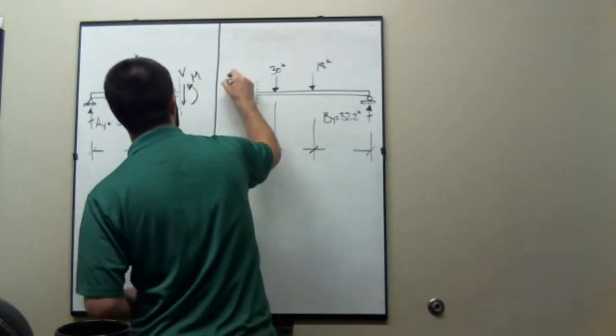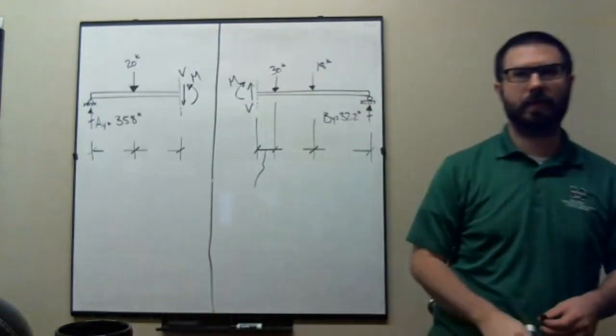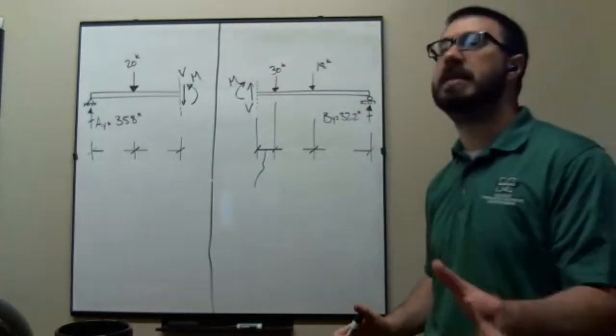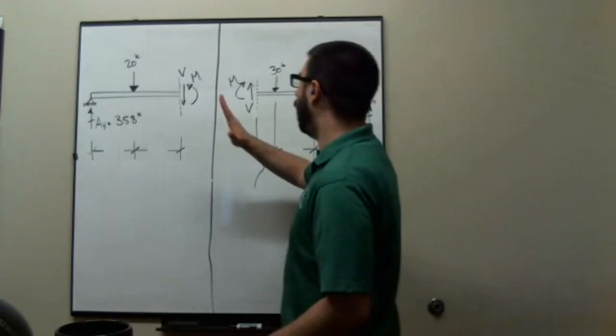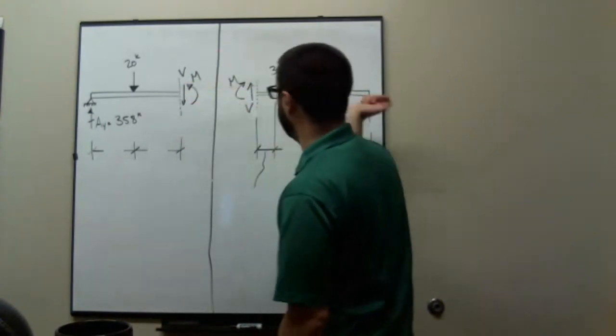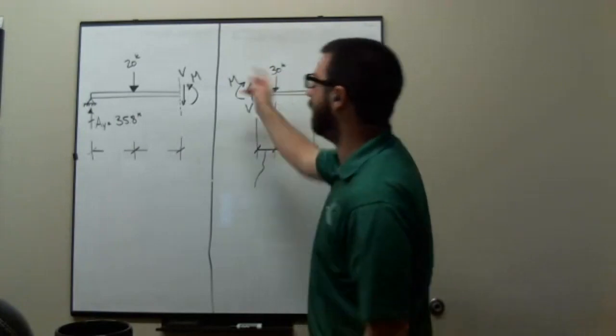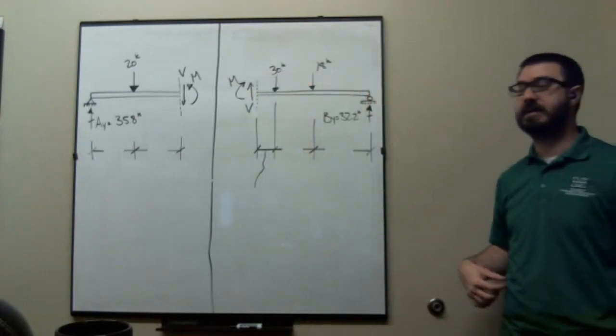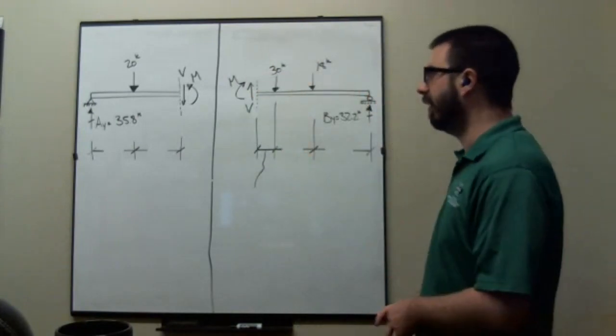So this is positive moment, and this is positive moment. Okay, and that's something that you pretty much just need to memorize. Always draw, when you look to the left, positive shear is down, positive moment is counterclockwise. When you look to the right, positive shear is upwards, positive moment is clockwise. That's a memorization thing, and that's what we need to stick to.